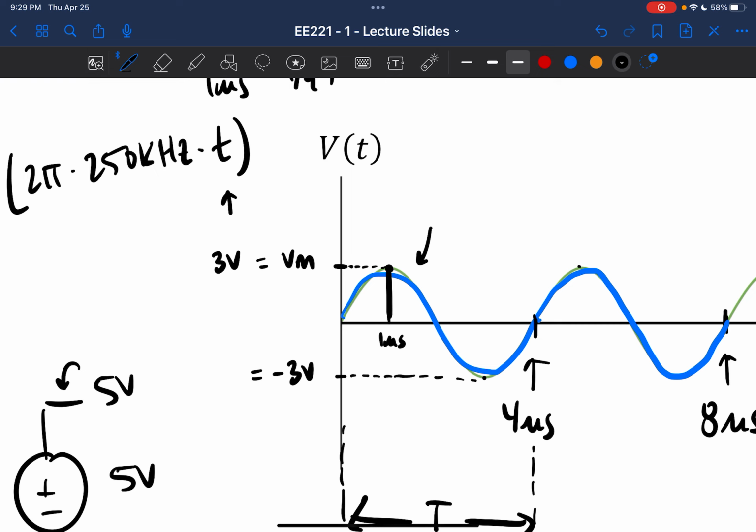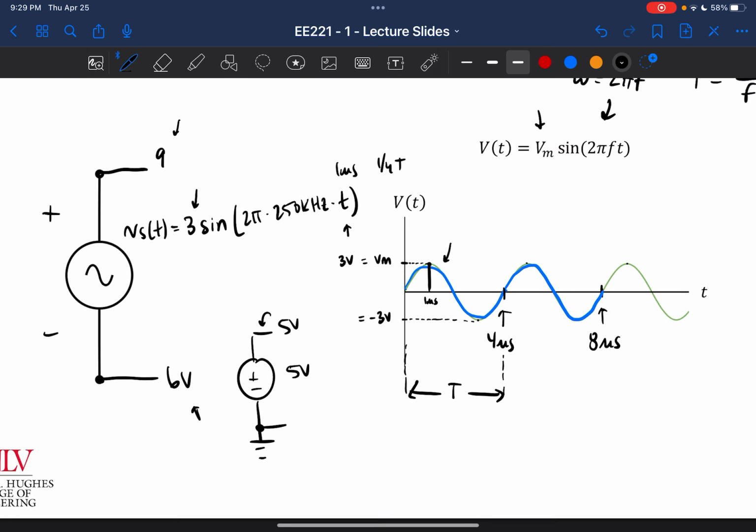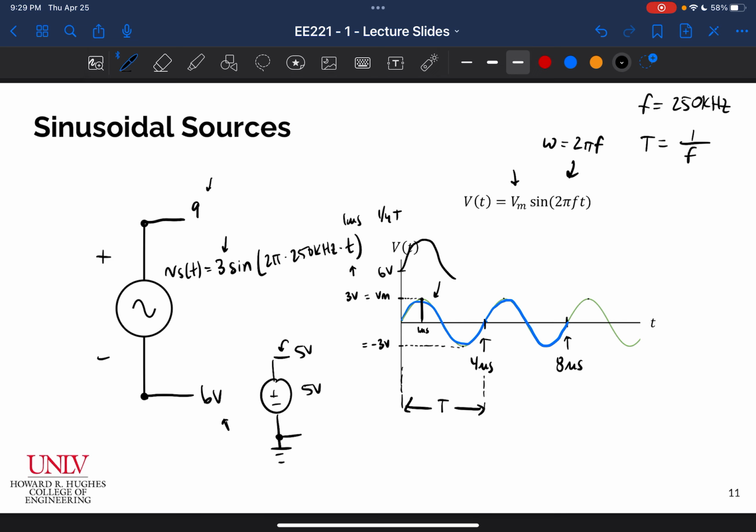But I'm basically just saying that at the peak point, if I want the voltage across my source to be 3 volts, I would need this to reach up to about 9 volts, assuming it's sitting on a 6-volt DC. But I don't want to get too far ahead of myself. I just want to make the point that if we ground this, then we can just treat this node right here as if it behaves according to this function, similarly to how we did for a DC source.